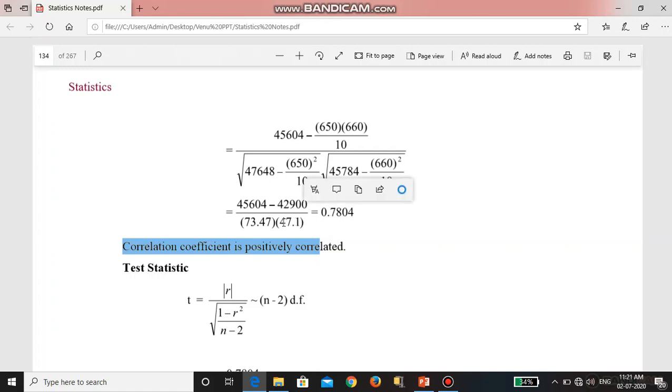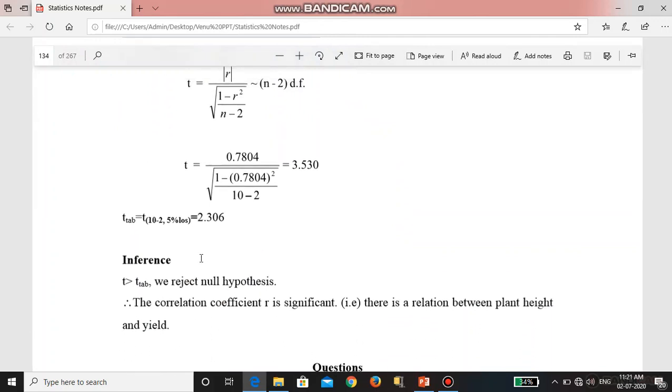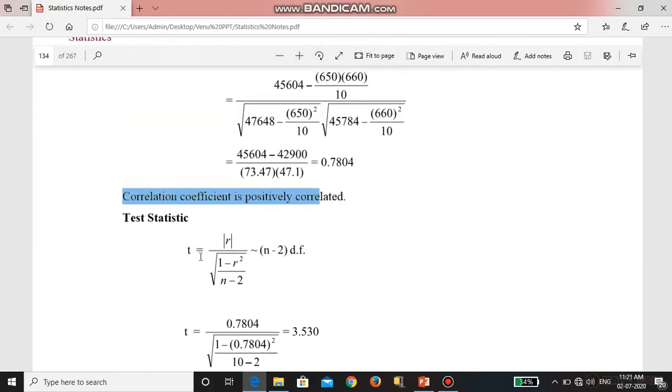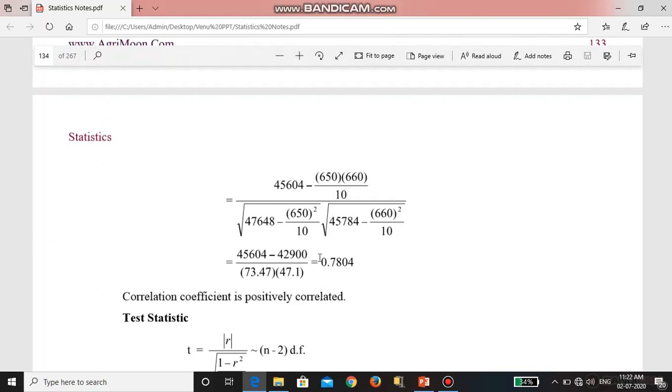If the test statistic comes out significant, then the correlation coefficient is the true value. If the test statistic comes out non-significant, then this value is by chance, not a true value. Here in this problem we are getting the correlation coefficient value significant, so this is the true value of the correlation coefficient.